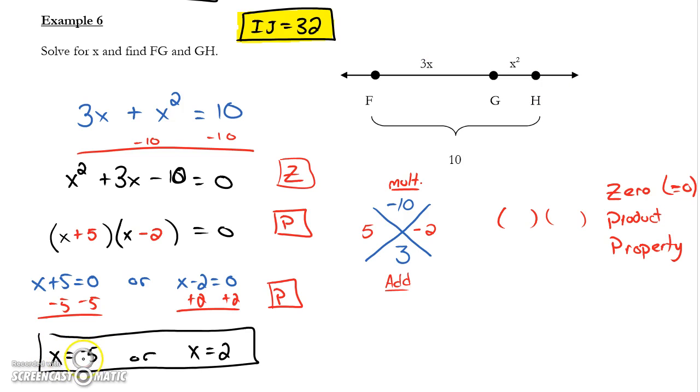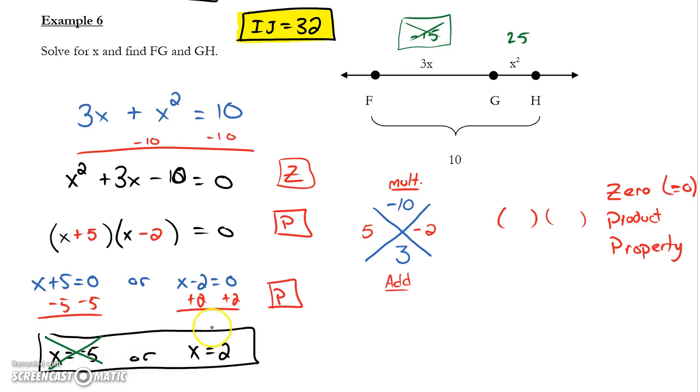If I plug negative 5 in for x, 3 times negative 5 is negative 15. Negative 5 squared is 25. If I add those together, I do get positive 10. But this right here does not make sense. We can never have a negative segment length. Be careful. You can have a negative variable, but your segment length cannot be negative. Since negative 5 makes that segment FG negative, it's not a solution.